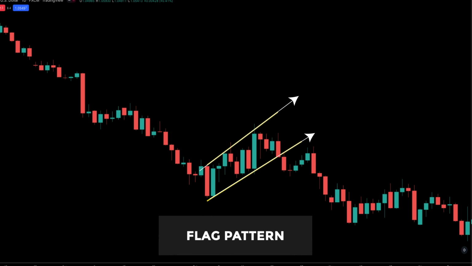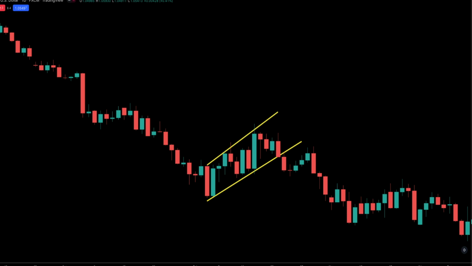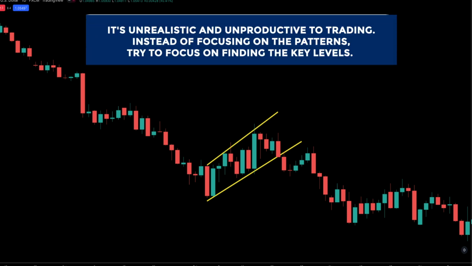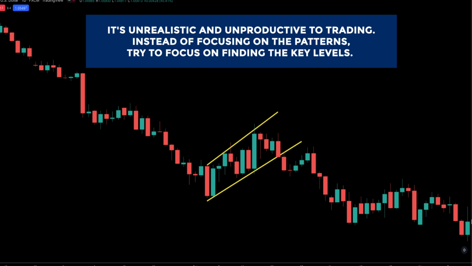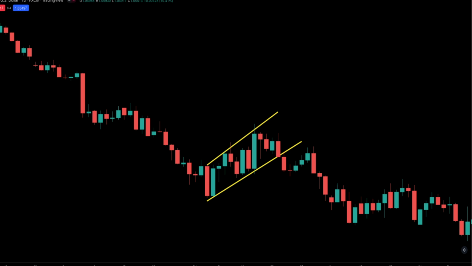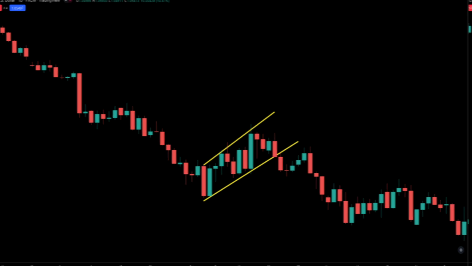Now, here's an important point to note. A lot of traders make the mistake of trying to find these exact patterns all the time. The problem with this is that it's unrealistic and unproductive to trading. Instead of focusing on the patterns, try to focus on finding the key levels. So what are these key levels and how can you find them?